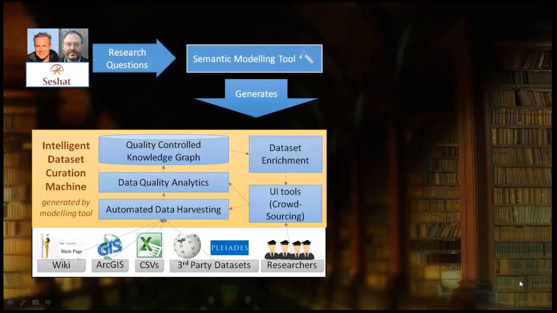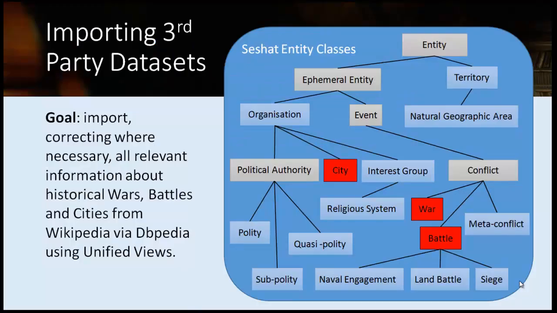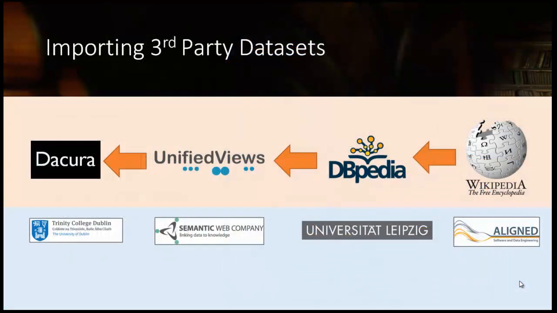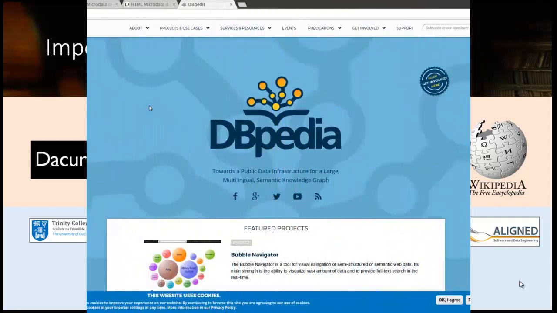Now, Gavin will demonstrate how we extracted records of historical cities, wars, and battles from Wikipedia and integrated them with the Seshat data. We used the open source UnifiedViews tool and DBpedia, a structured RDF version of Wikipedia, both of which have been developed by our partners in ALIGNED, the Semantic Web Company and the University of Leipzig, respectively.